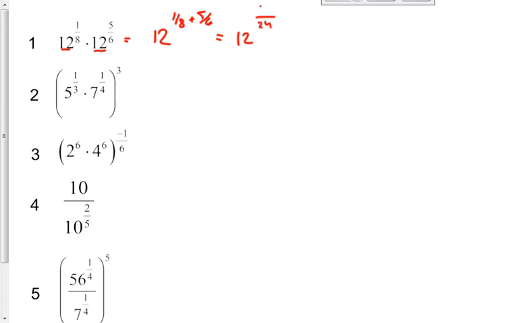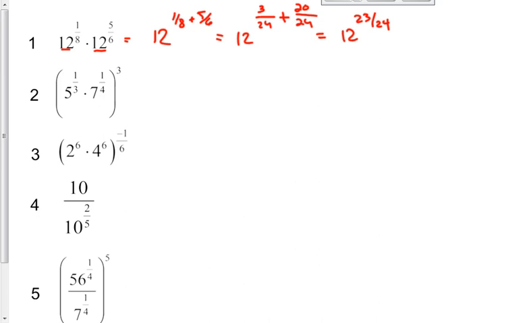1/8 becomes 3 over 24, and then 5/6. This goes into it 4 times. 5 times 4 is 20. 12 raised to the 23 over 24.